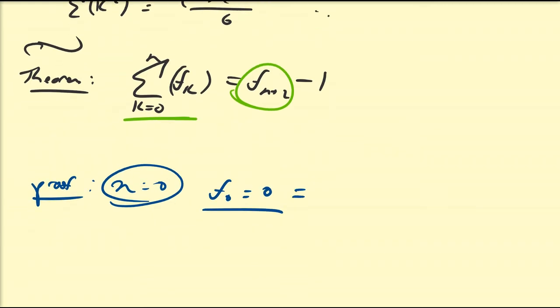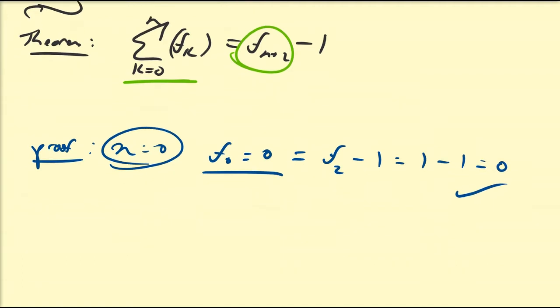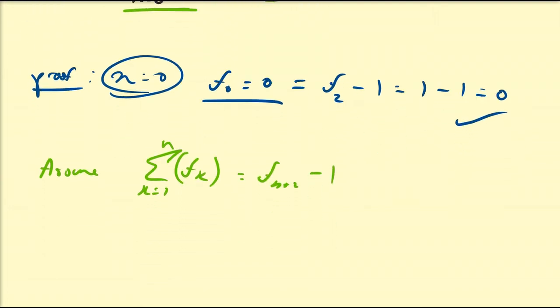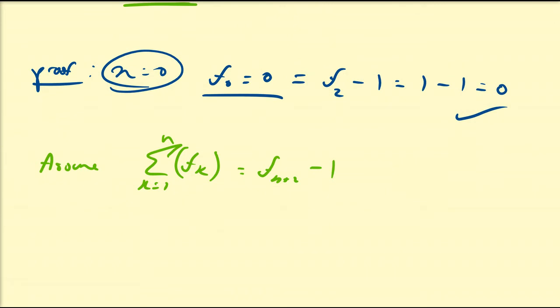Which is of course equal to the second Fibonacci number minus 1, because the second Fibonacci number is 1, and 1 minus 1 is equal to 0, so that passes, right? So for our induction step, we're going to assume that the sum from k equals 1 to n of f_k is equal to f_(n+2) minus 1. So let's go for the extension step.